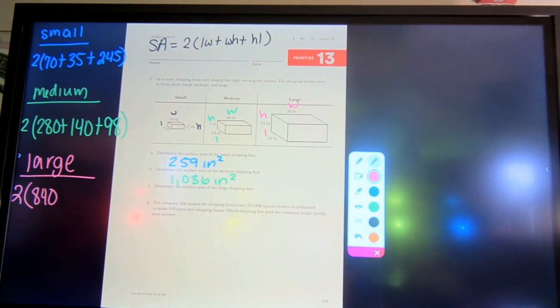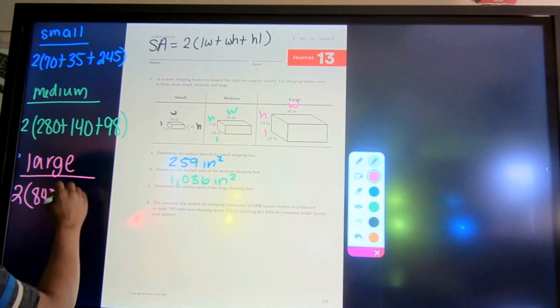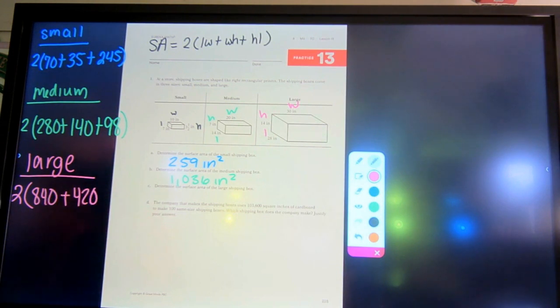Alright, our next one we have is width times height. So we have 30 times 14, which gives us 420. And then we have last height, which is 14 times length, which is 28, and that gives us 392.